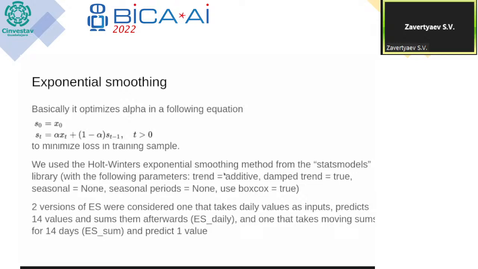We also consider exponential smoothing, as that was one of the best models last year in Russia. And we do 2 versions of it. One goes by daily cases, one goes by moving sum cases. The one that goes by daily cases forecasts daily cases and then sums them. The one that goes by moving sums predicts the 15th moving sum, like the model before.